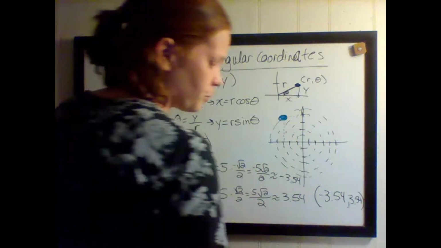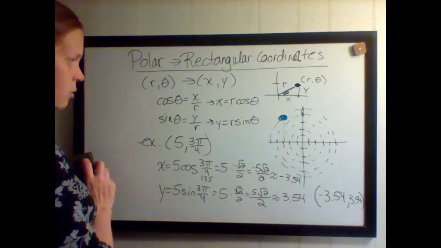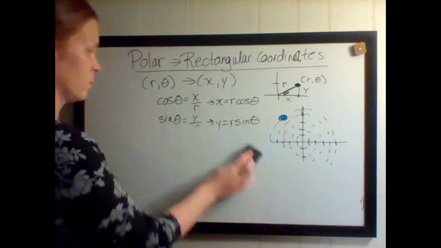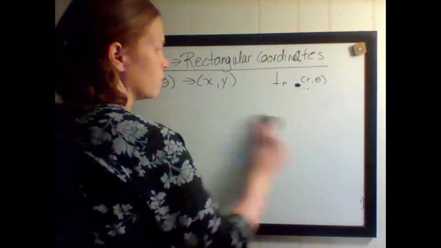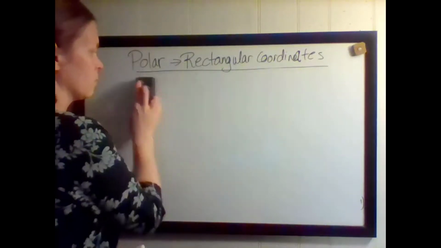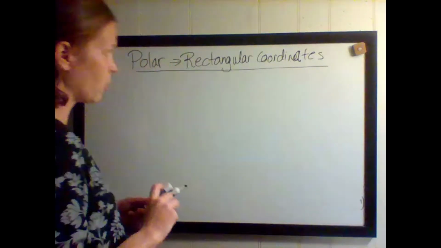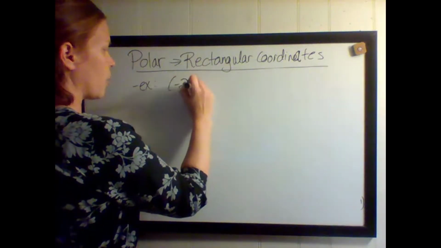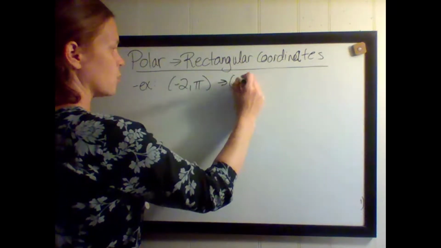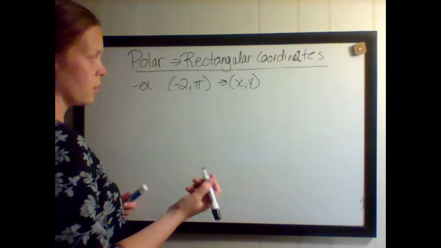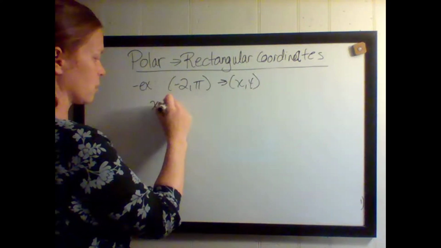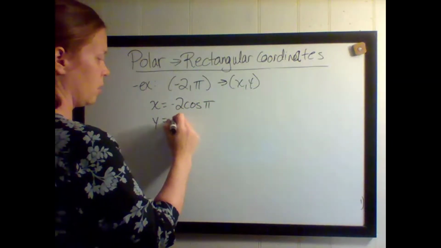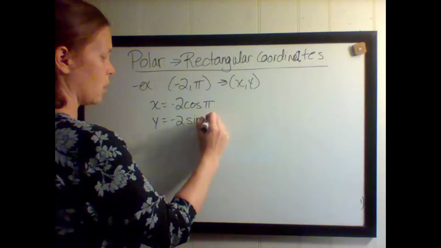Okay, let's do another one. Let's do one more polar to rectangular. How about negative 2, pi? We want to change this to an xy. Now to get my x, again, negative 2 cosine pi, and to get my y, that's going to be negative 2 sine pi.